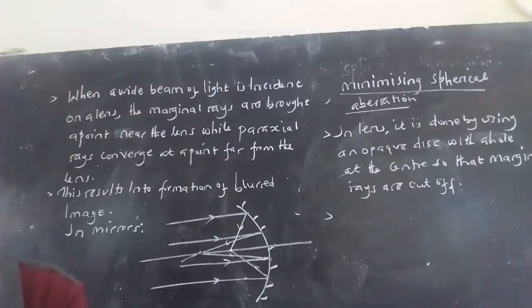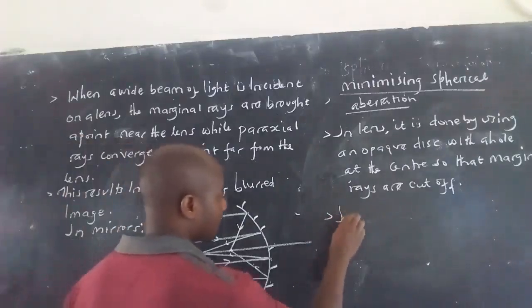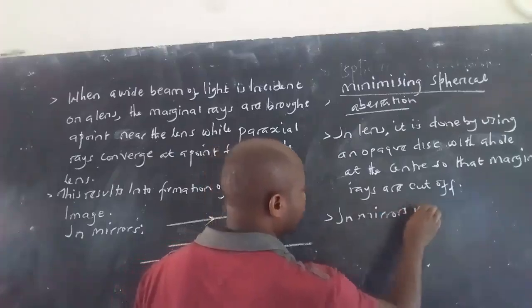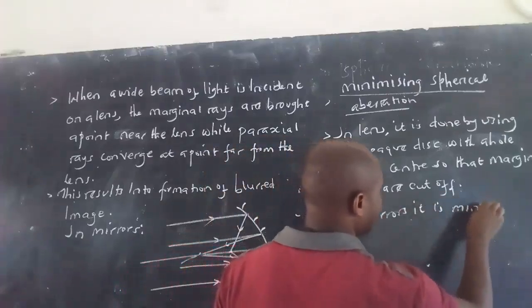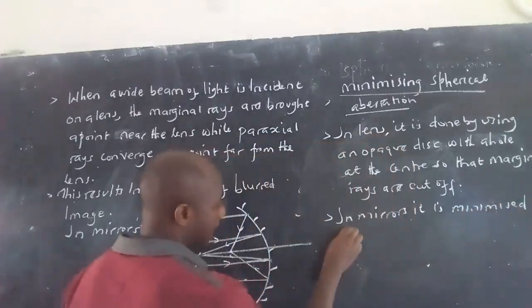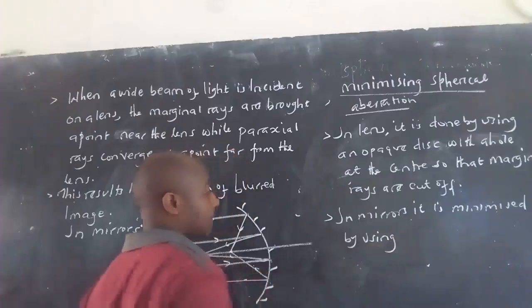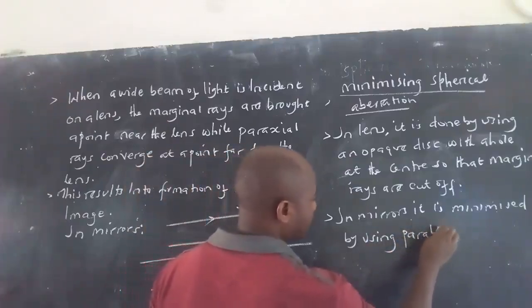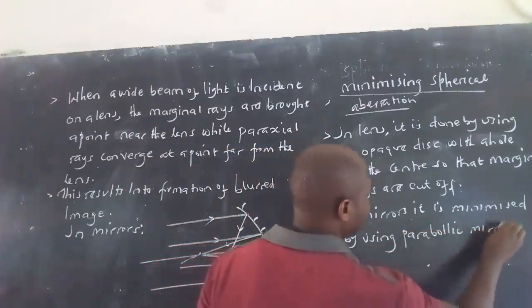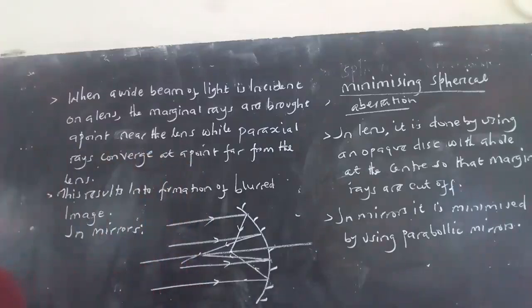Then in mirrors, how do we minimize this one in mirrors? In mirrors, it is minimized by using parabolic mirrors, because parabolic mirrors converge a wide parallel beam of light to a single focus.